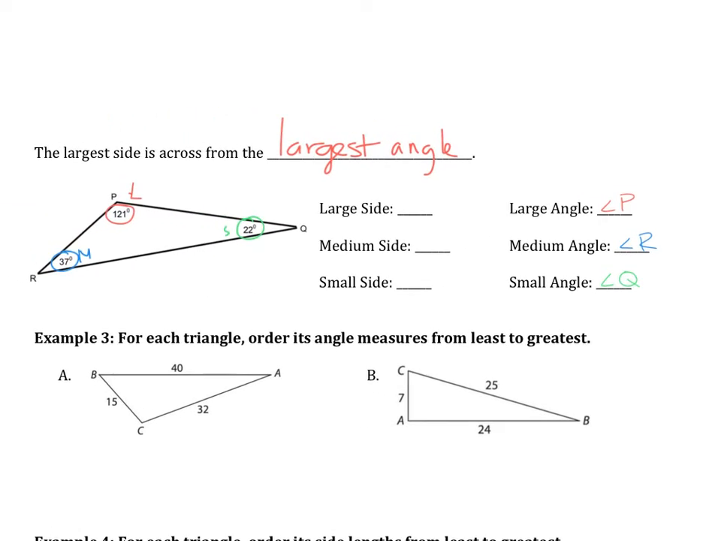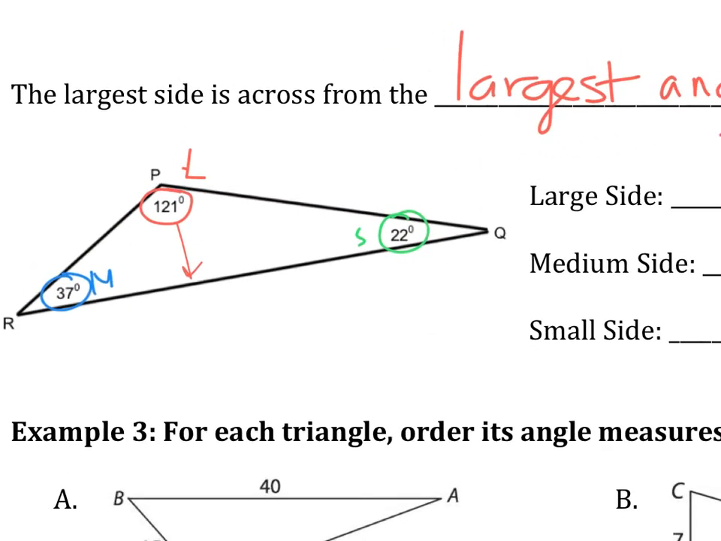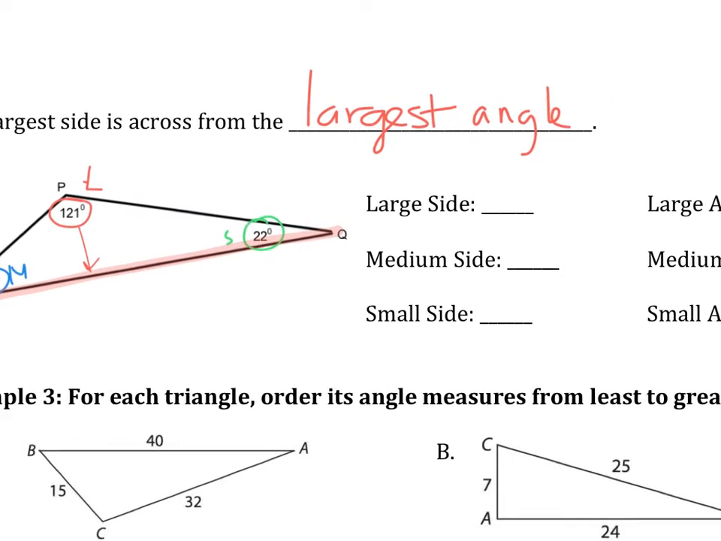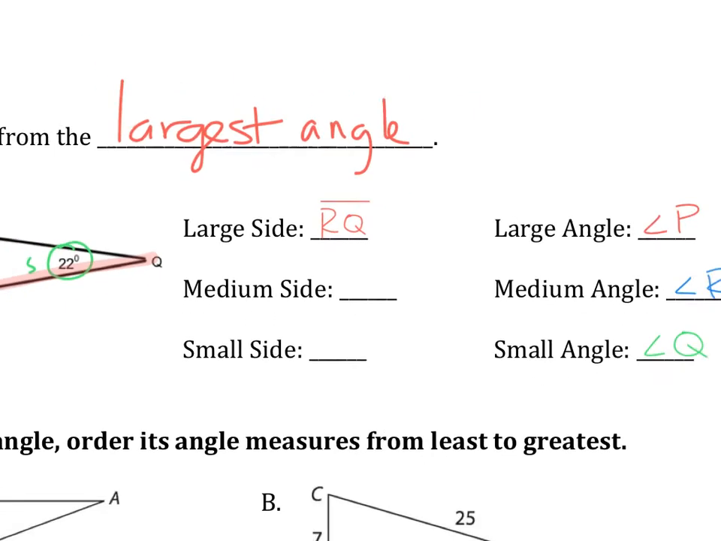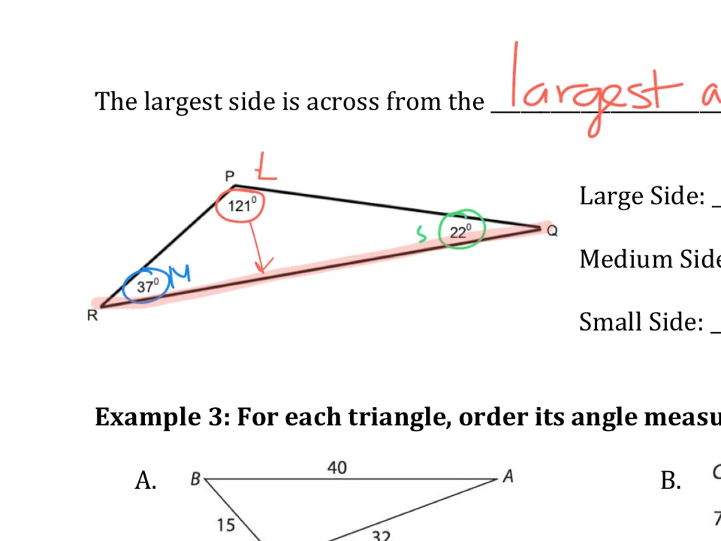And so again, across from our largest angle, I go straight across, is that side right there, which is the side RQ. Our medium side is across from our medium angle, so if we go straight across, that's going to be that side, which is PQ.